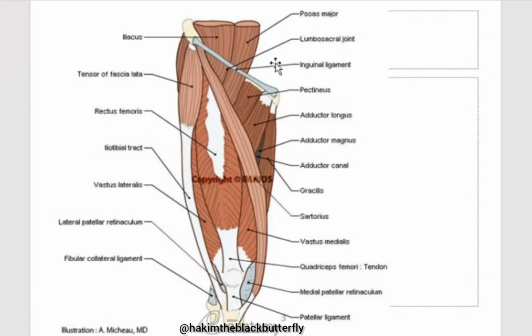And what forms the roof? What forms the roof of this femoral triangle? The skin and the subcutaneous fat.